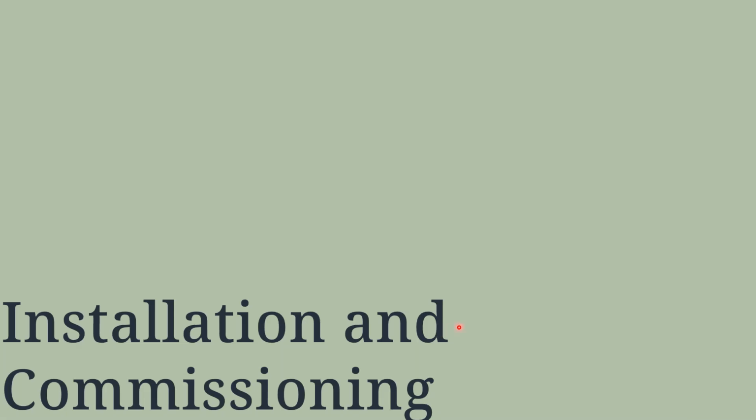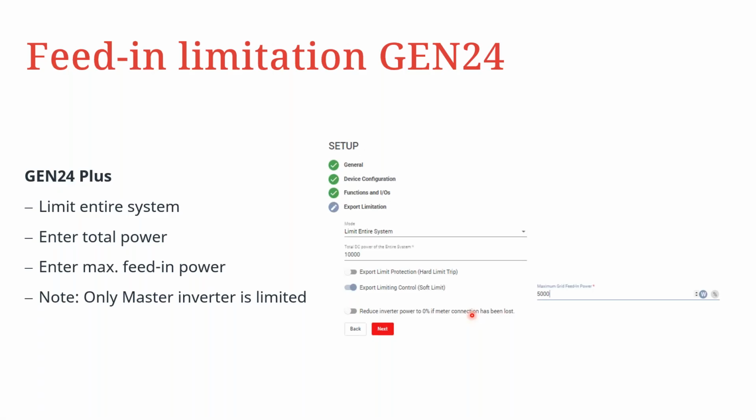So let's have a brief look at the installation and commissioning process. I am just going to take you through what it entails, and then hopefully be able to take you through a demo for you to actually see how this is implemented. So assuming we're already in the web UI platform of the Gen 24 inverter and have already gone through the necessary steps and are at the export limitation point, as you can see.